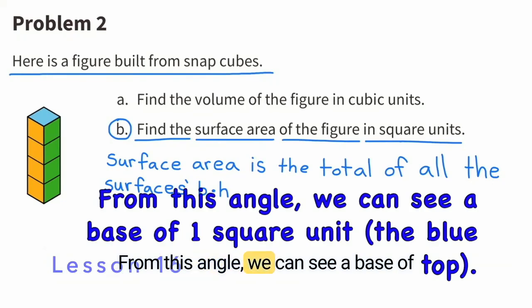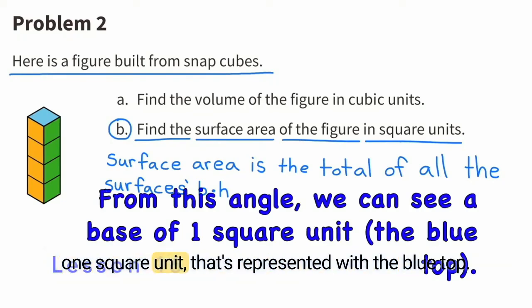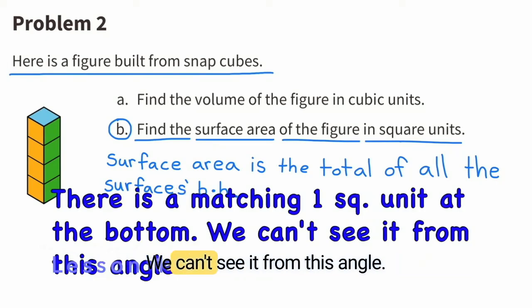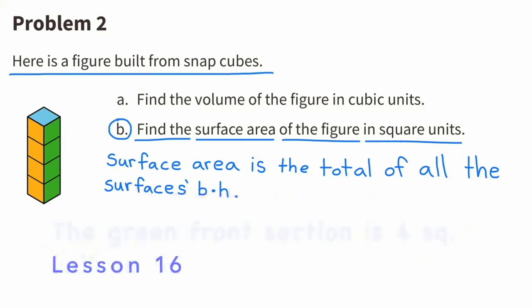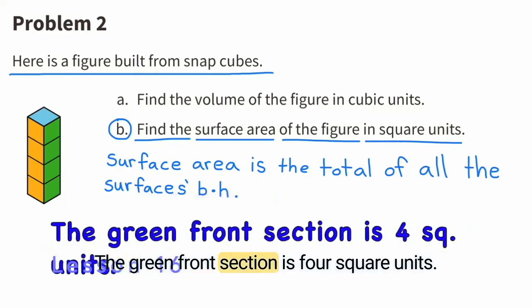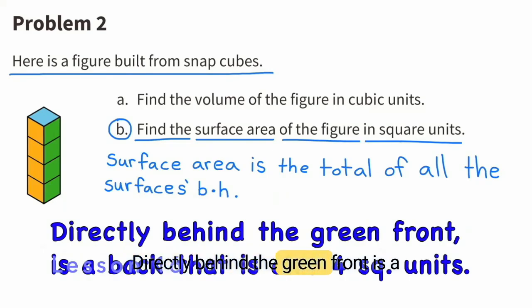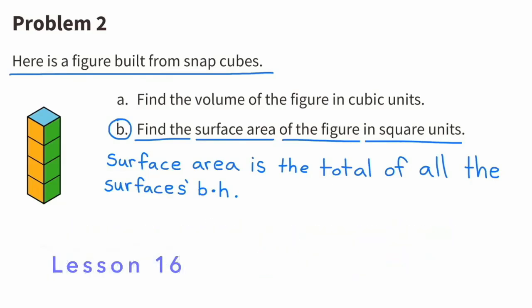From this angle, we can see a base of 1 square unit. That's represented with the blue top. There is a matching 1 square unit at the bottom. We can't see it from this angle. The green front section is 4 square units. Directly behind the green front is a back that is also 4 square units.